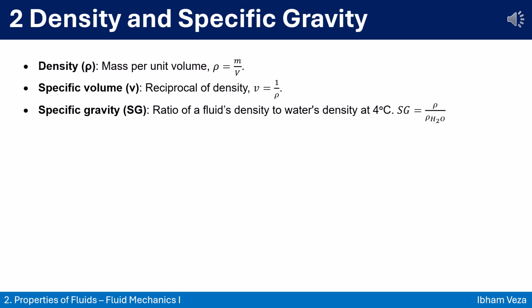Specific volume flips that idea. It tells you how much space a certain mass takes, so it's just the reciprocal of density. And specific gravity makes life easier by comparing density to a fixed reference, which is water at 4 degrees C. By remembering these 3 terms, you'll avoid confusion later when dealing with complex fluid mechanics problems. Master the basics, and the rest gets easier.